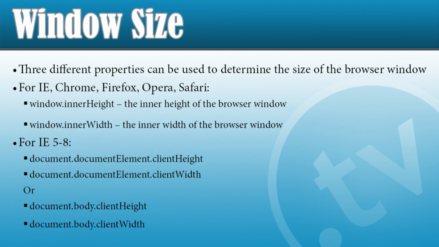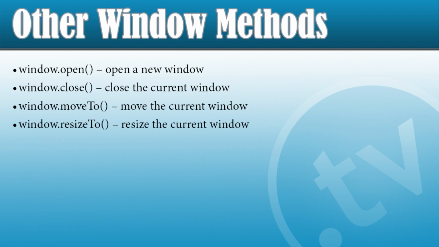Window size. There are 3 different properties that can be used to determine the size of the browser window. For Internet Explorer, Chrome, Firefox, Opera, and Safari, you can use window.innerHeight to get the inner height of the browser window, and window.innerWidth to get the inner width of the browser window. For Internet Explorer 5 to 8, you can use document.documentElement.clientHeight, document.documentElement.clientWidth, or document.body.clientHeight and document.body.clientWidth.